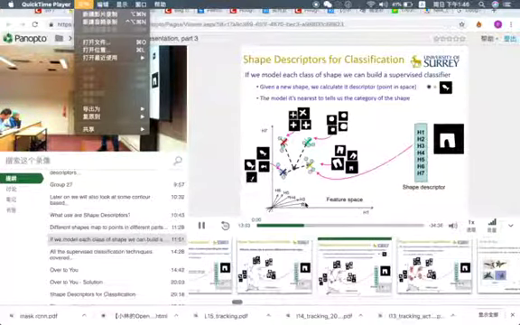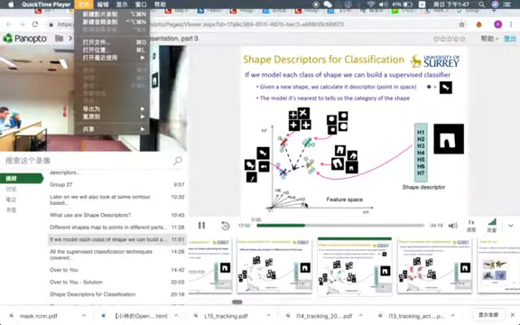Mahalanobis distance, which is the distance in standard deviations of that point for each of those 4 models. Then obviously the shortest distance is the winner. So in this case it would be the fish. Does that make sense? So you see what we've done there.